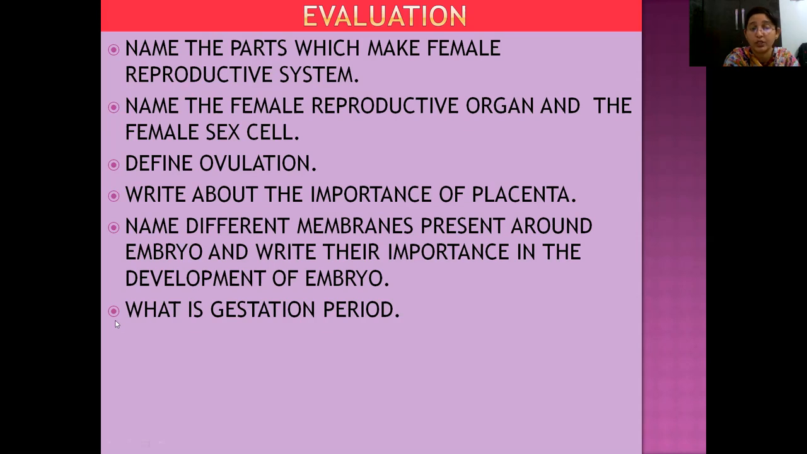And the last question is, what is gestation period? The time taken by the zygote to fully grow is called the gestation period. The time taken by the fetus to grow fully from the inception of the pregnancy to the birth is called the gestation period, and it is 9 months in mammals.